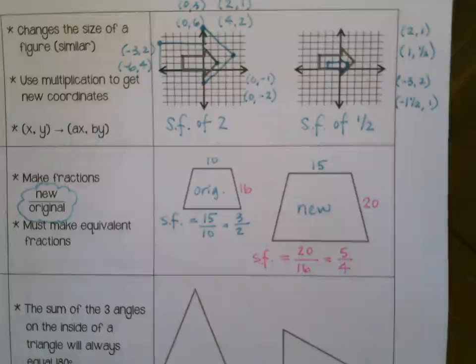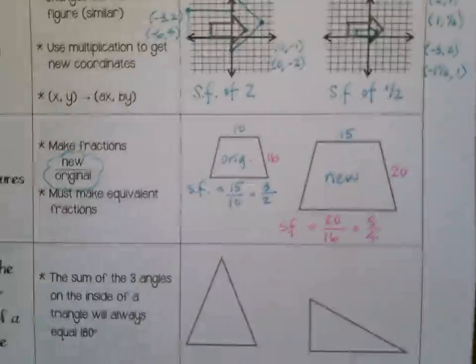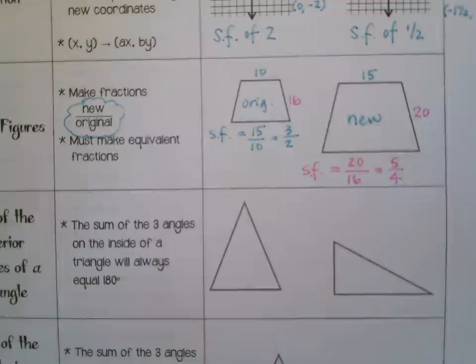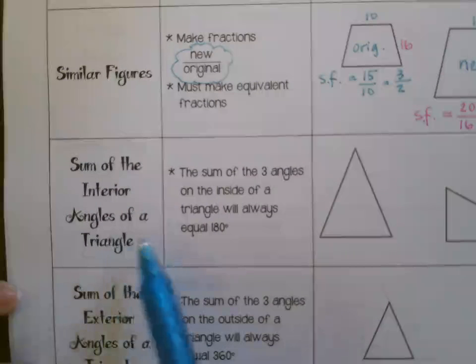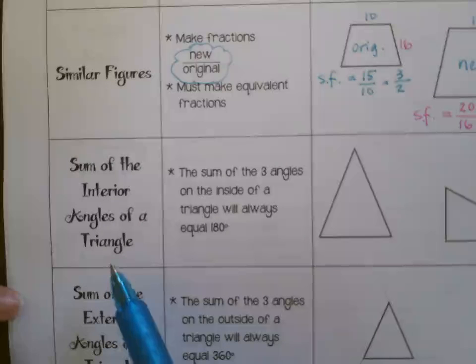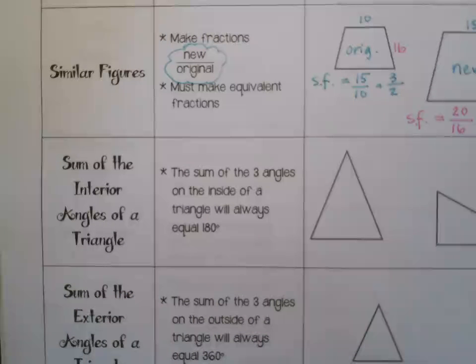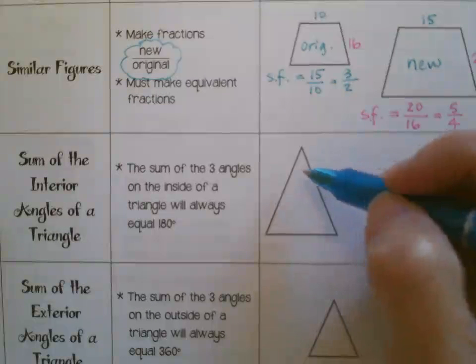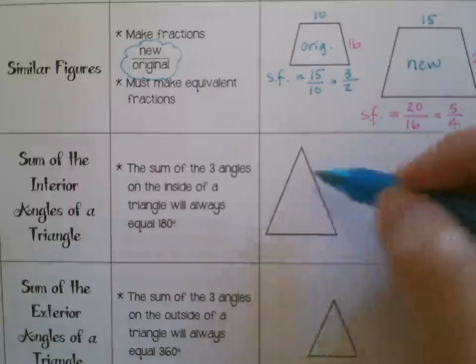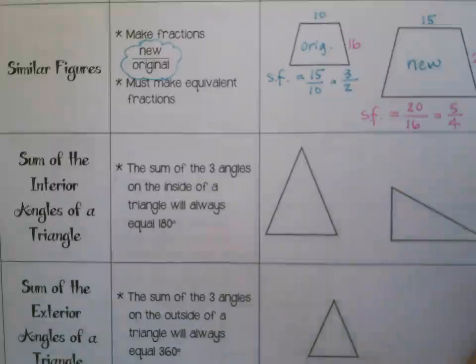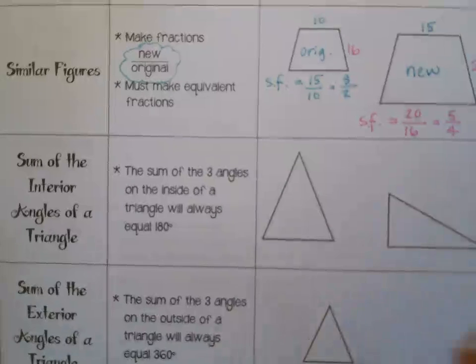All right. Okay, next up we're going to look at some triangles and some special situations that happen when we have different types of triangles. So first up is the sum of interior angles of a triangle. I think you probably have learned this before. I don't think this is new material, but the sum, which means if we add the 3 angles inside of a triangle, it's always going to be equal to 180 degrees.